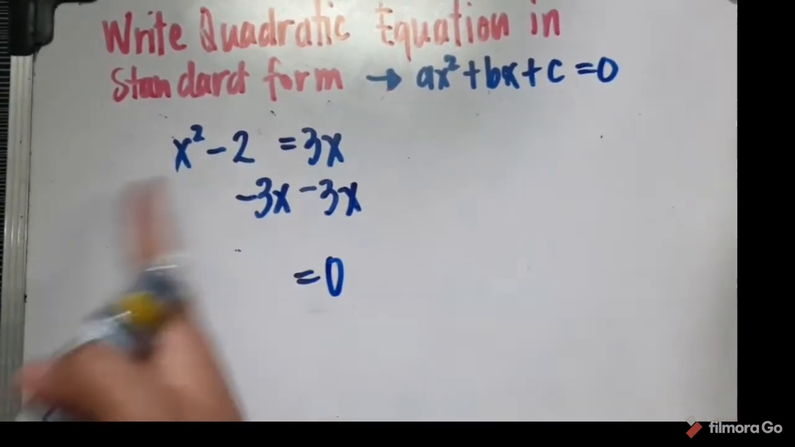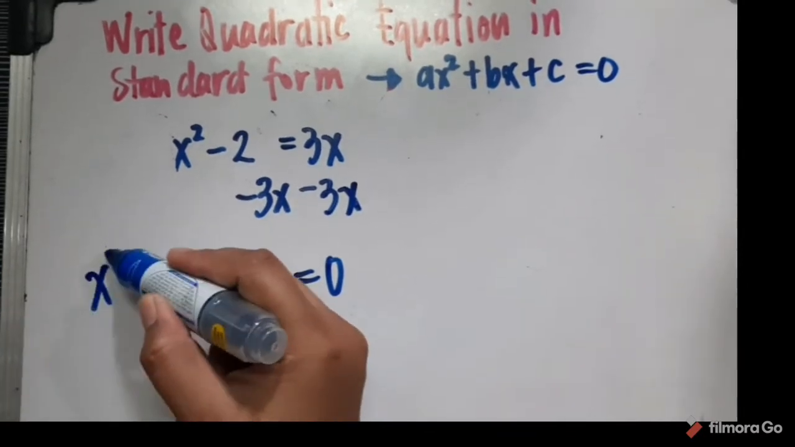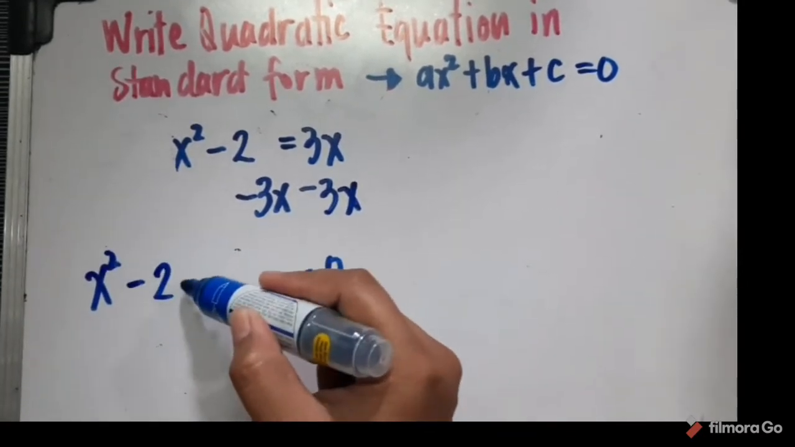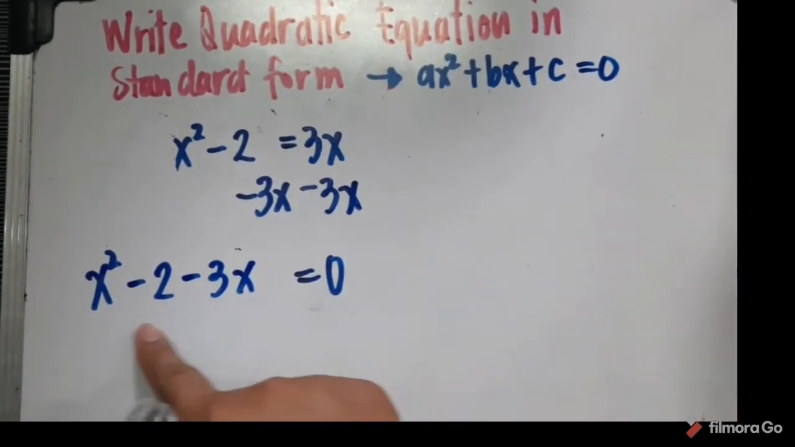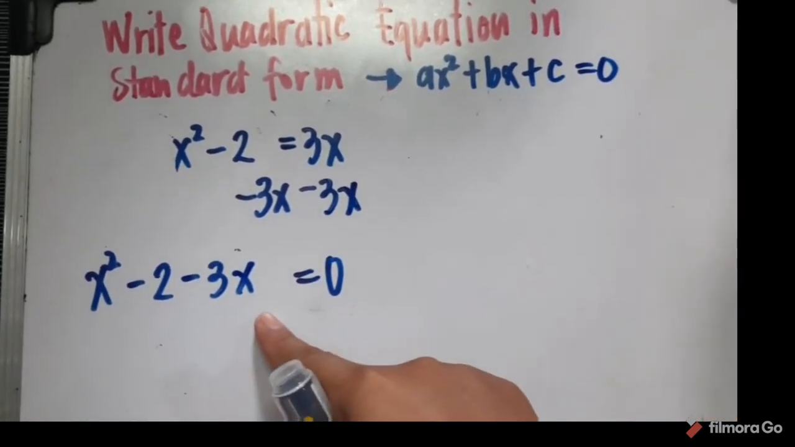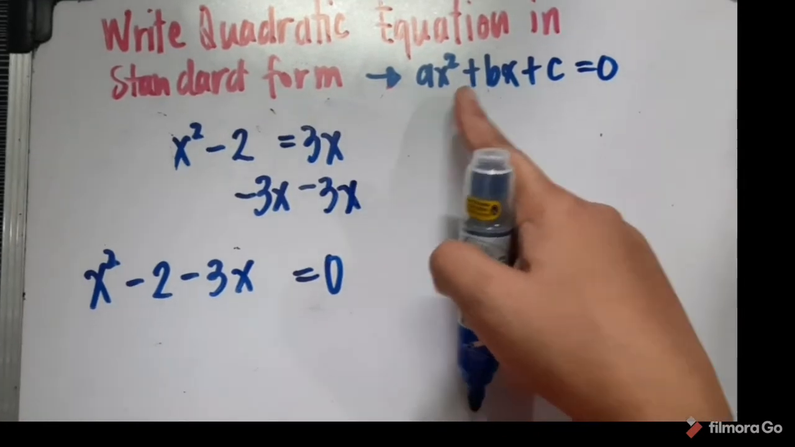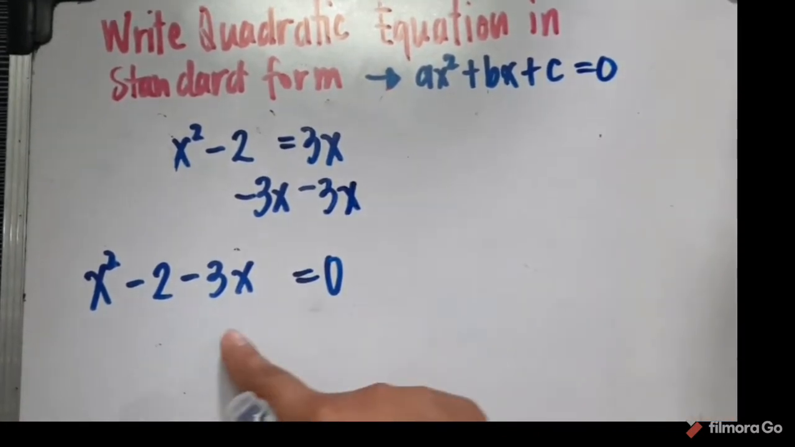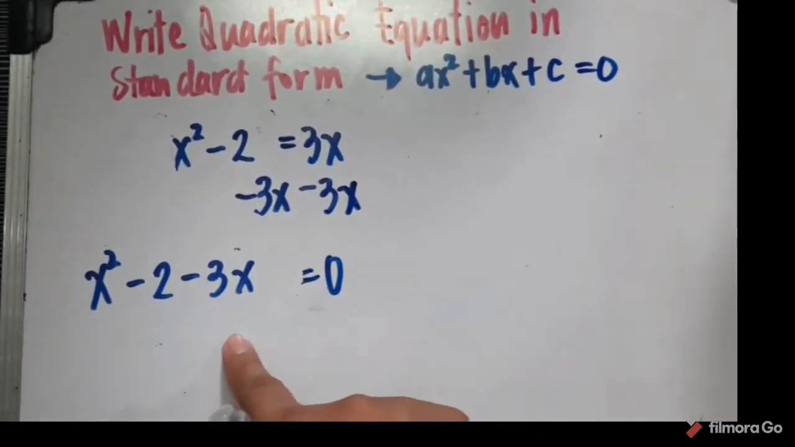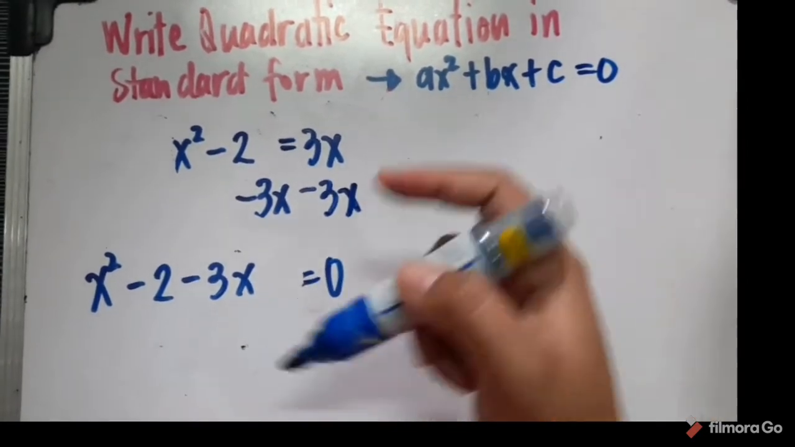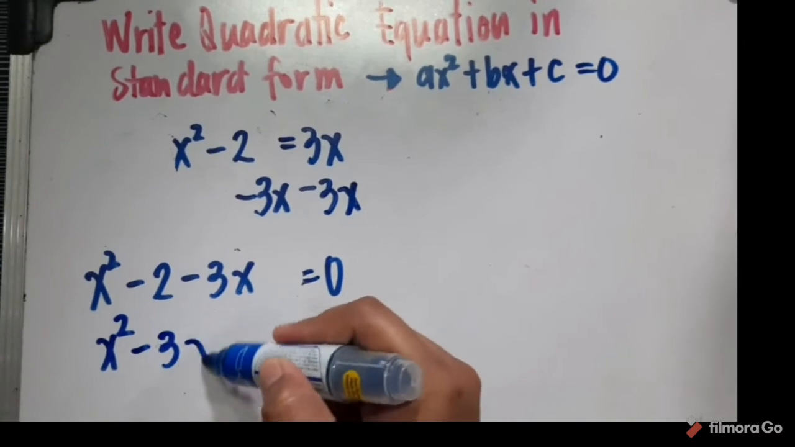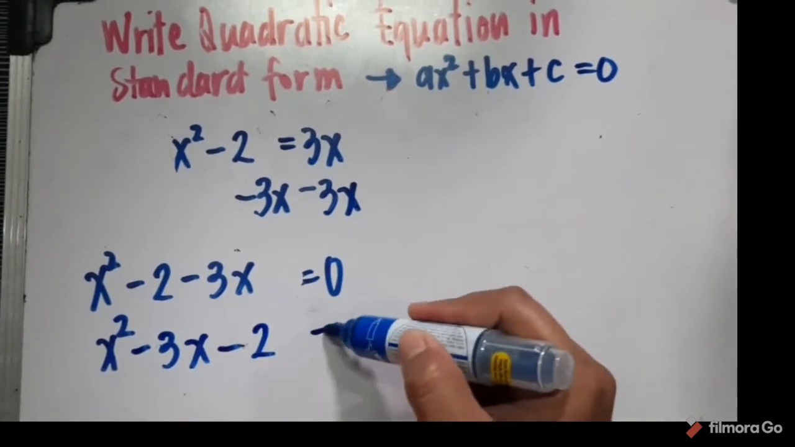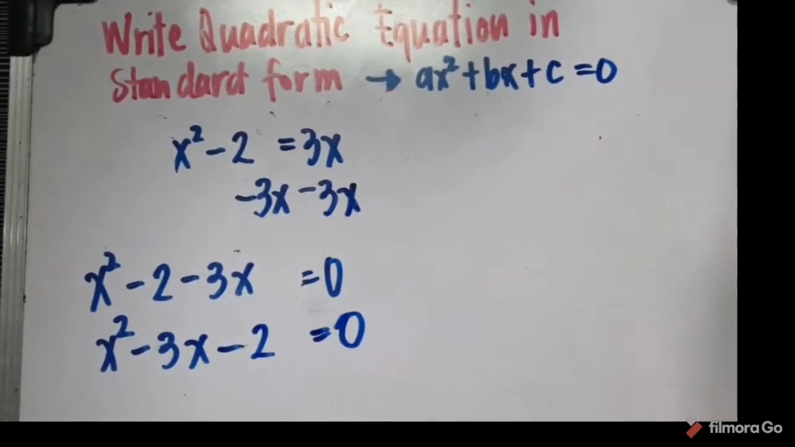So, we write the left-hand side of the equation. That would be x squared minus 2 minus 3x. As you see, the equation is not yet in standard form, ax squared plus bx plus c. So, we just rearrange this to follow that format. This would be x squared minus 3x minus 2 is equal to 0.